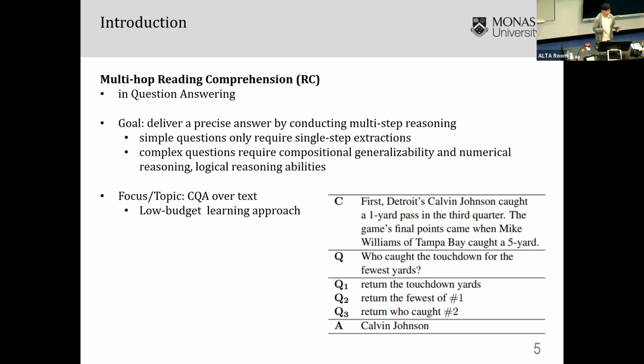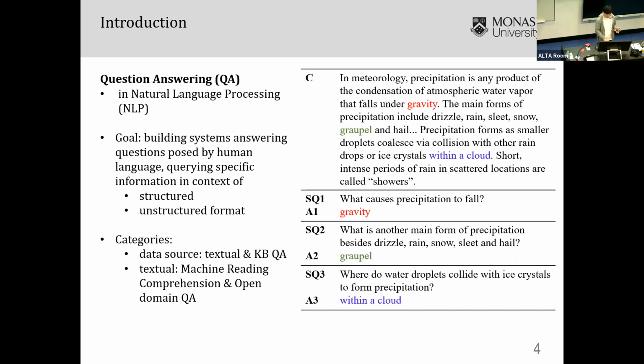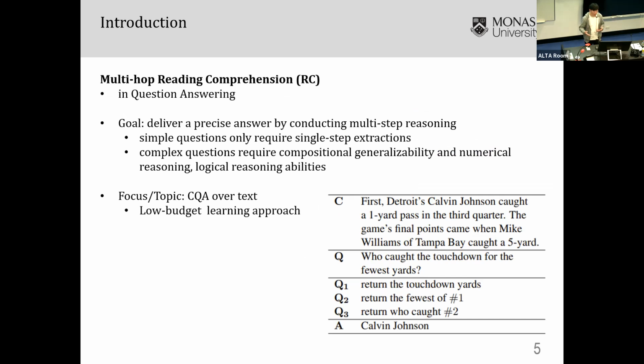It's quite different from the previous slide, where we saw the simple questions. It cannot be obtained directly from the context, but we need to break it down into several steps to achieve our final goal. In this scenario, we have question 1, question 2, and question 3 to answer. Step by step, we can get our final answer, right? So this is this work's focus: complex question answering, or multi-hop question answering, or the multi-hop reading comprehension task. In this paper, we want to propose a low-budget learning approach based on current transformer-based language models.